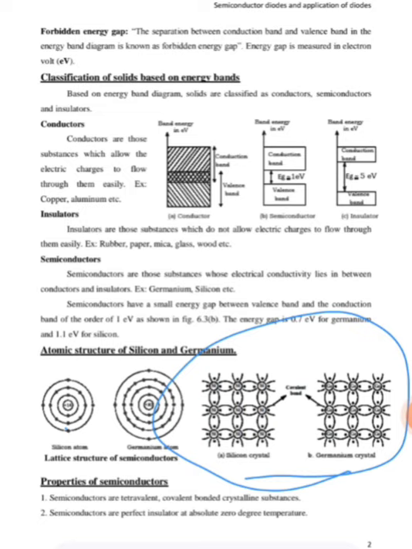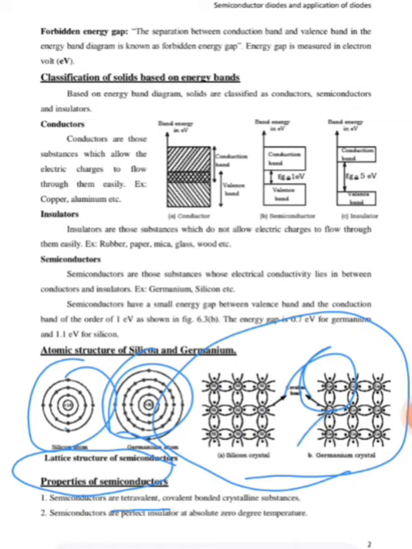Now let us see the different properties of semiconductors. These semiconductors are tetravalent. Tetra stands for 4, and valent means valence electron. We have seen that in both cases there are 4 valence electrons, hence it is tetravalent, a covalent bonded crystalline substance. So this is the very first property.